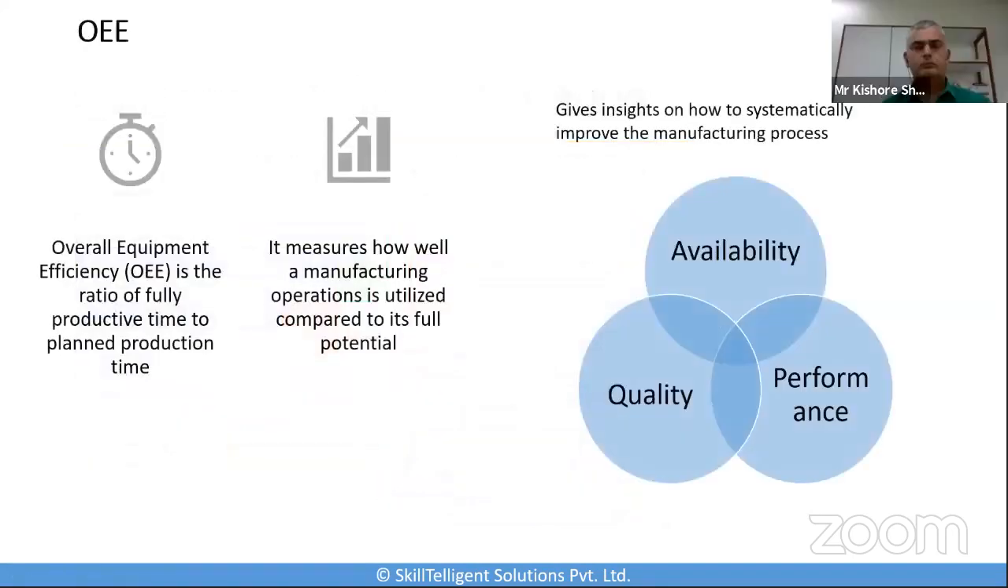A quick refresher on OEE. OEE, or overall equipment efficiency, is nothing but the ratio of fully productive time to plant production time.